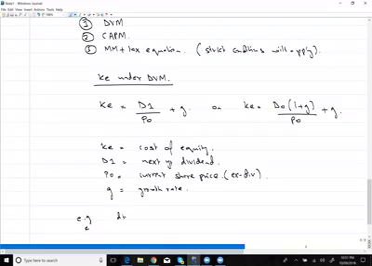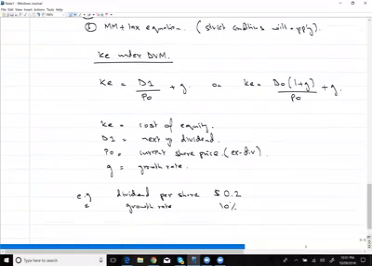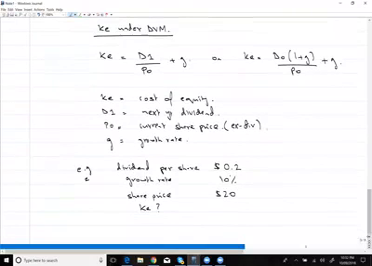Let's say for example, dividend per share is 0.2, growth rate is 10%, share price is 20, and we are required to compute KE using DVM. Just look carefully over here.